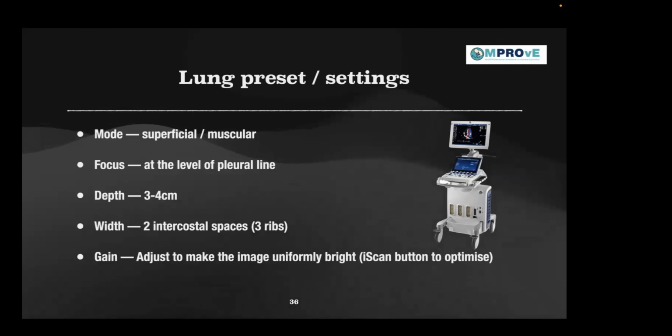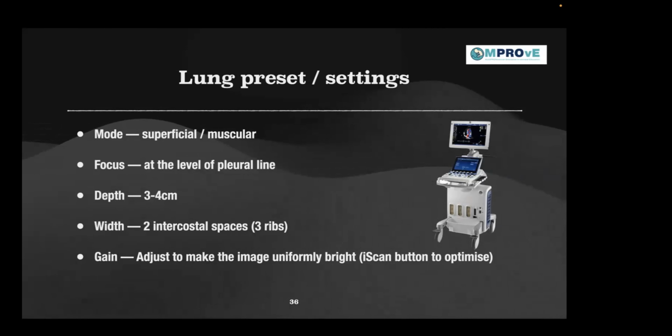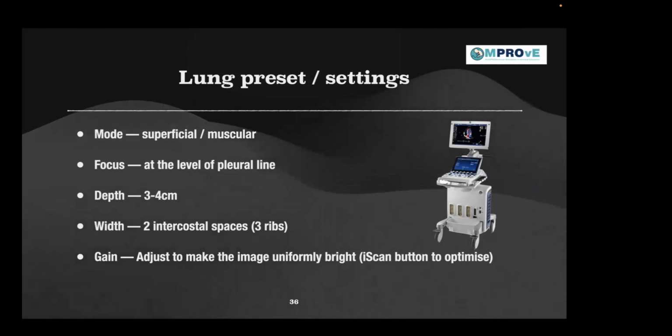Gain. So how to adjust the gain? If you are lucky enough to have an eye scan button on your scanner, just hit the eye scan. It just does the job for you. Otherwise, I'll not go into the nitty-gritty of how the gain settings are done. But just to understand, it is to make the image uniformly bright. That's the whole idea. You can use the gain knob on your scanner to uniformly brighten up the image.